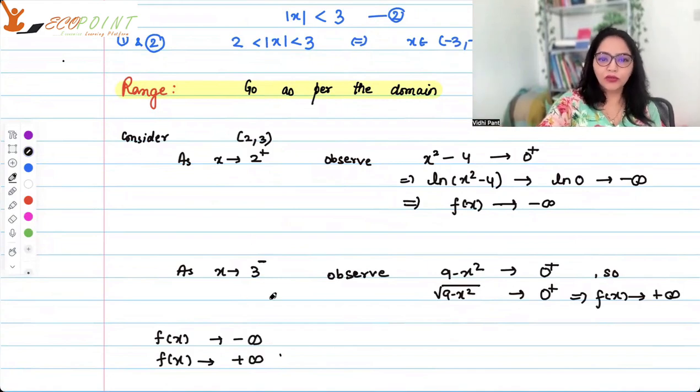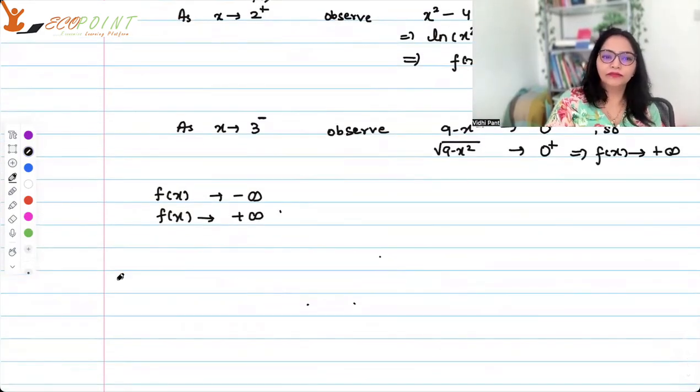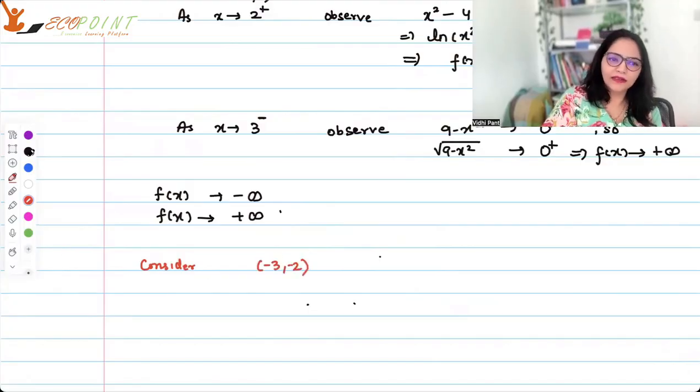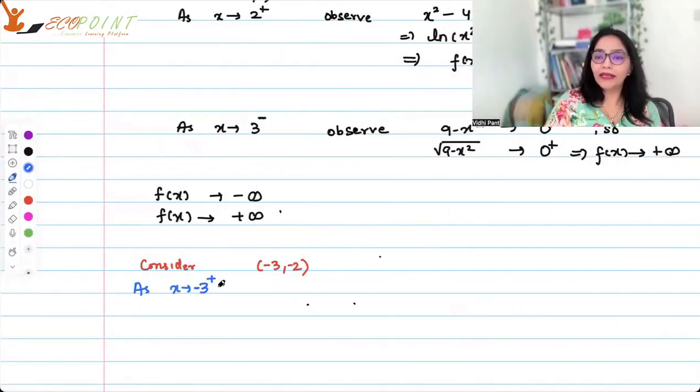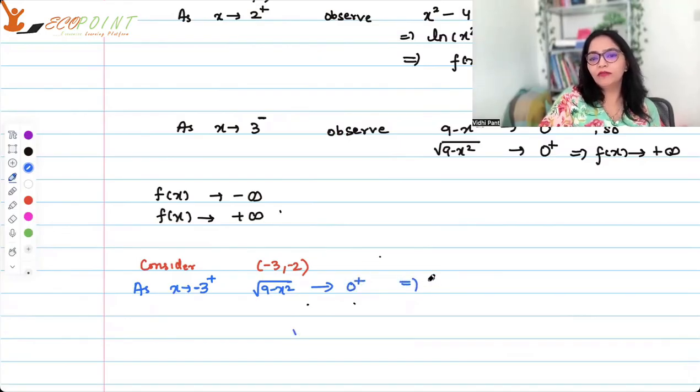But what you should do here is you should also do another thing. You have another part to the domain. So consider minus 3 to minus 2 as well. And a similar kind of analysis goes in there. As x is tending towards minus 3 plus, because it's reaching minus 3 from the right, the square root of, again, 9 minus x square will be tending towards 0 plus. That's in the denominator. So this implies f(x) will be tending towards plus infinity.